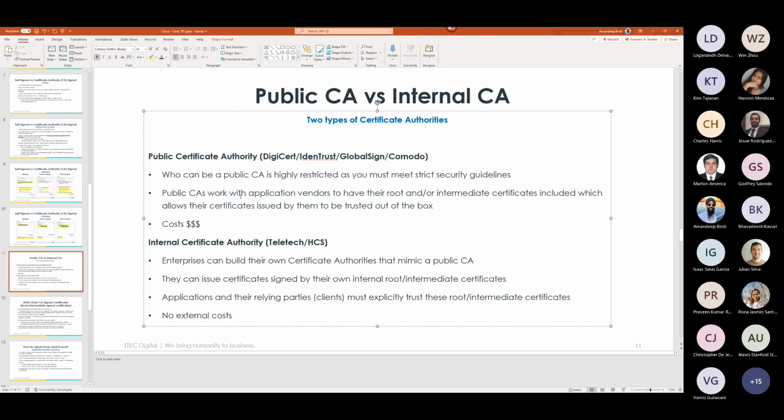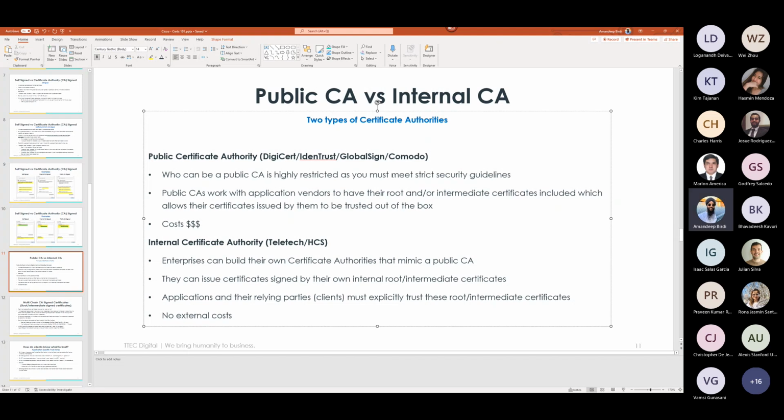They have built certificate authorities that have been vetted by external parties, right? And they're controlled, they're highly restricted, and they must meet very strict security guidelines to be a public CA, because it's important for them to keep their certs secure, right? So the private keys associated with the root and intermediate certs that they use to sign our certs have to be kept somewhere offline, right? They're not available on the internet.